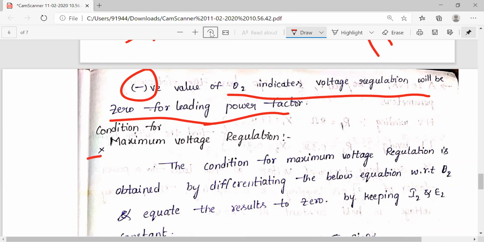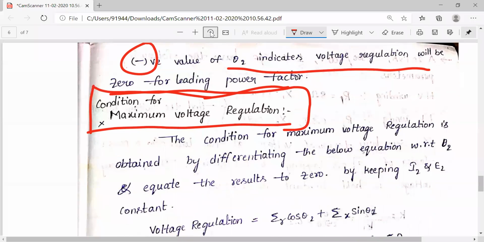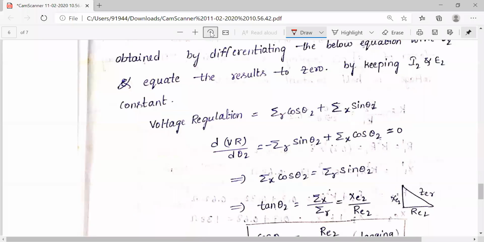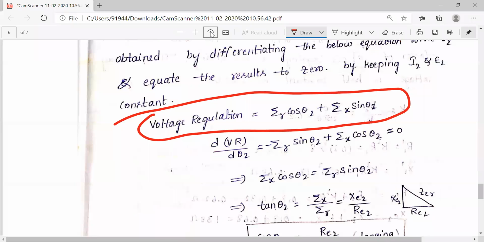Next, the condition for maximum voltage regulation. The condition for maximum voltage regulation is obtained by differentiating the voltage regulation equation with respect to theta, by keeping E2 and I2 constant.